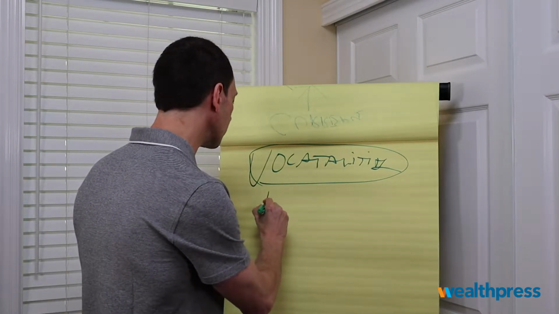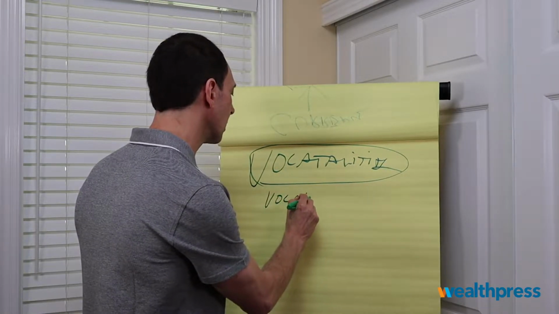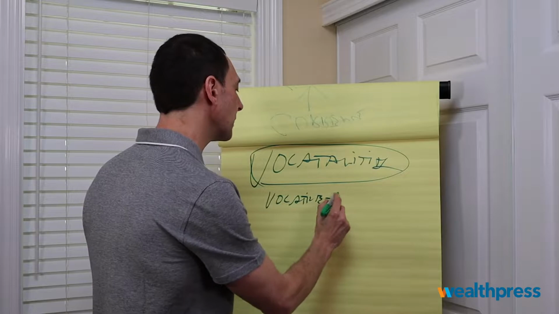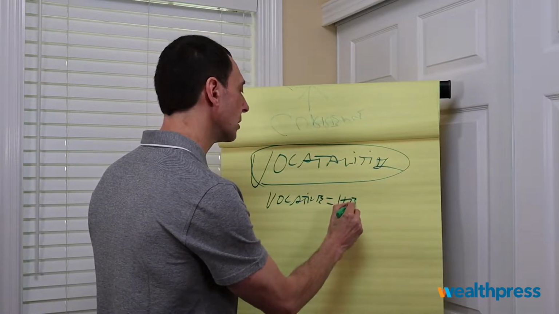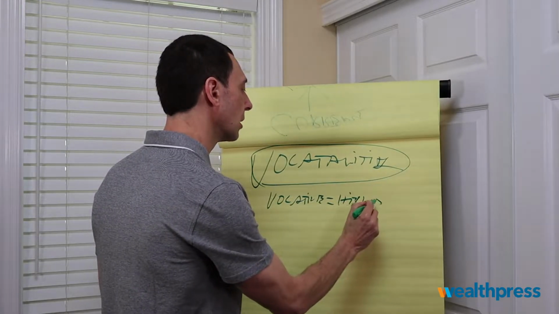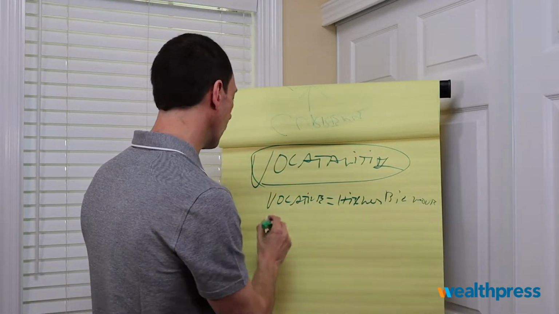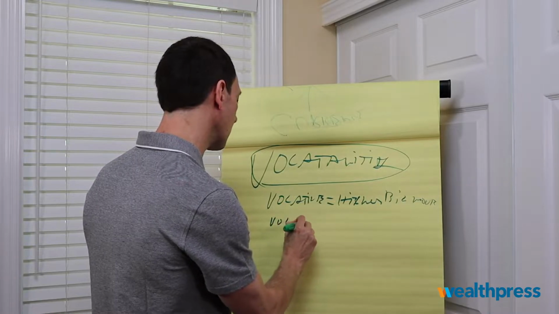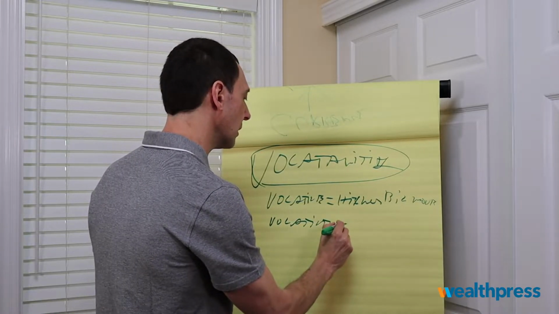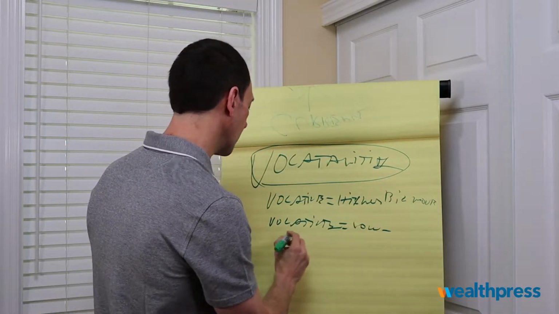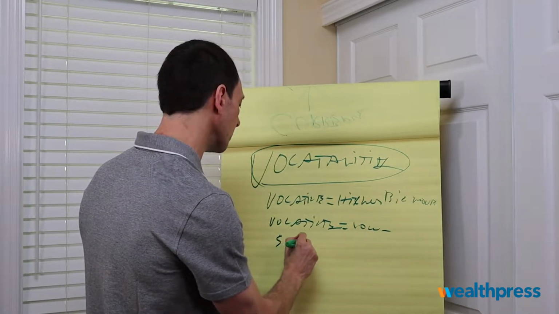So we want to look at volatility. Why do we want to look at volatility? When markets are volatile, you get higher percentage, big moves. When volatility is low, you get smaller moves.